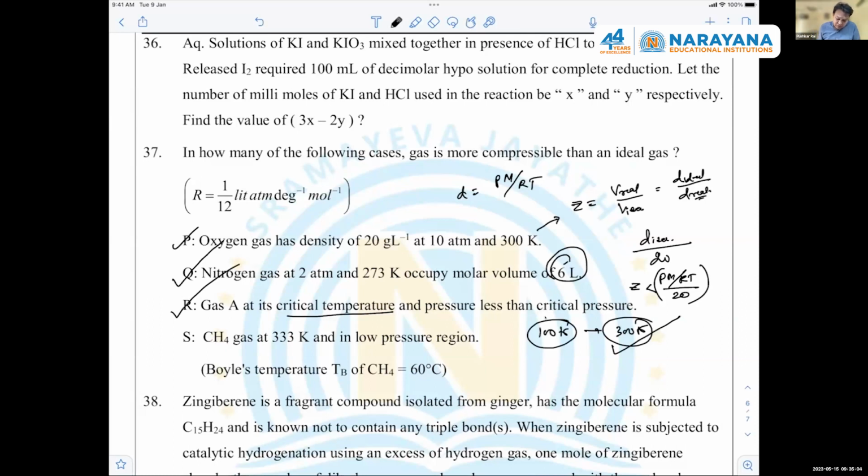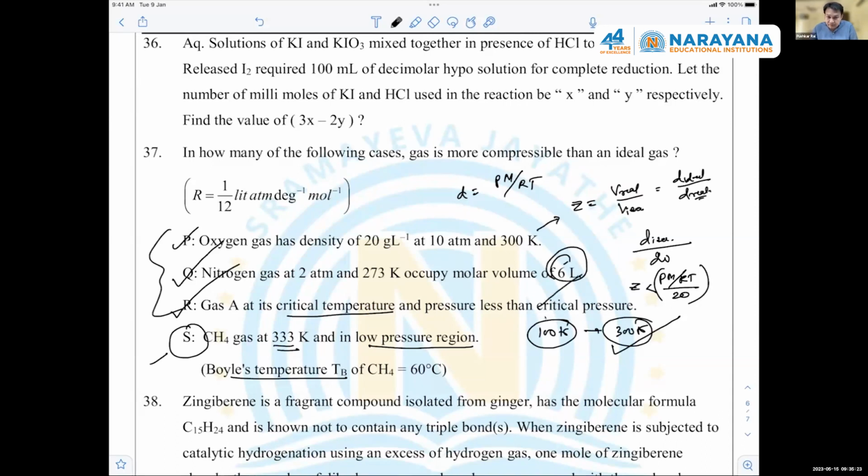And regarding the S option, CH4 gas at 333 Kelvin, of course, this is Boyle's temperature, and in the low pressure region. So you remember the phrase: at the Boyle's temperature, for a considerable range of pressure, Z is equal to 1. So obviously, this is a very straightforward question. Apart from this, all are the correct answers.